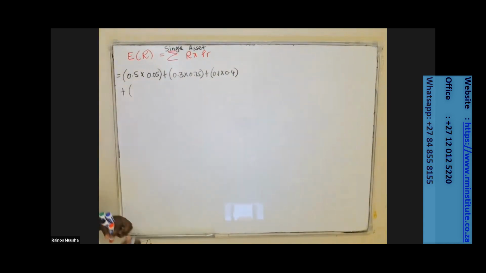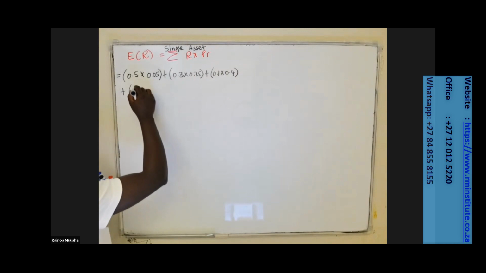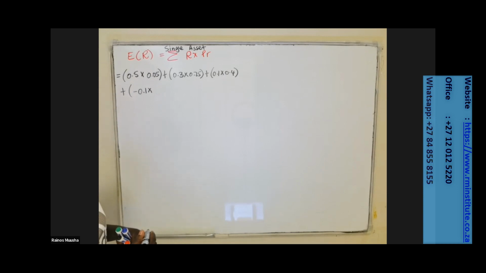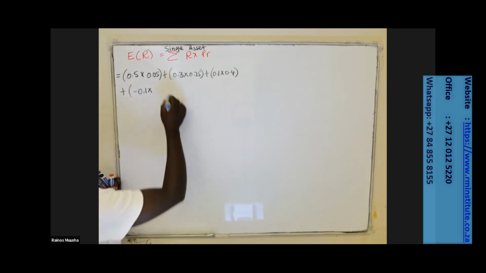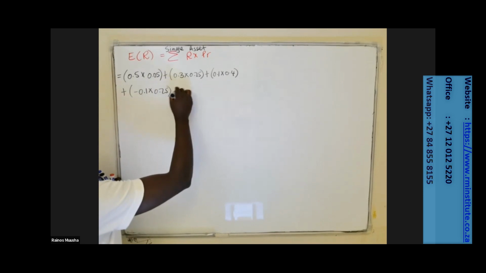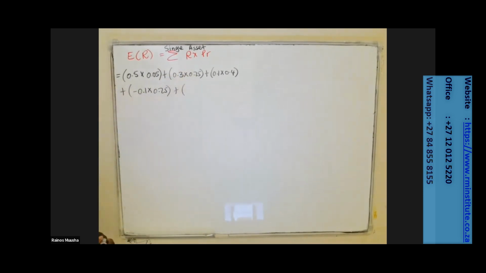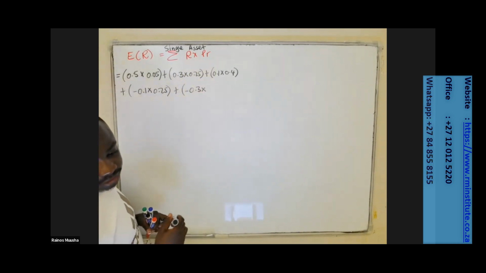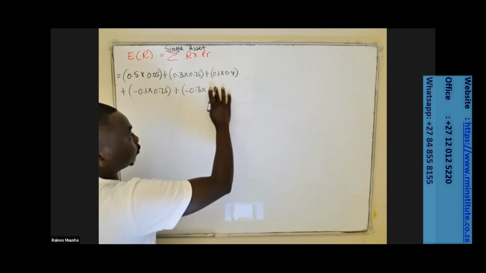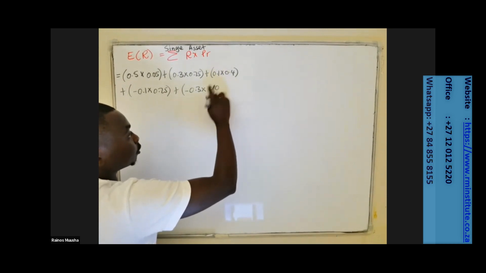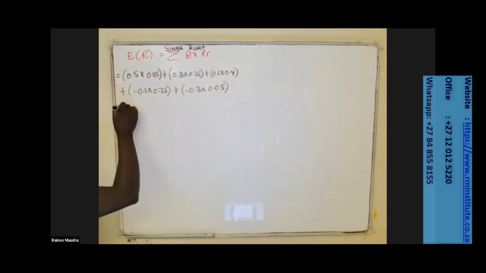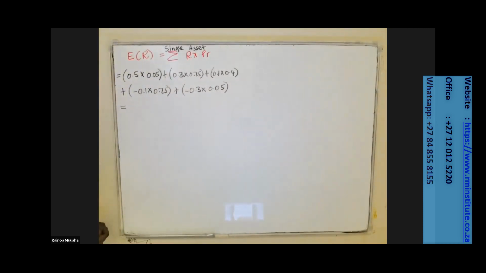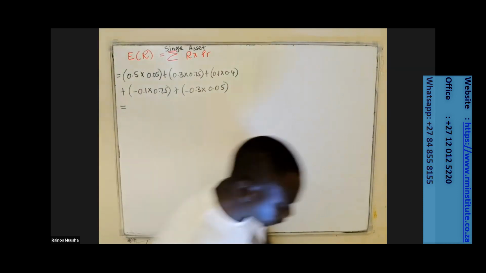Next scenario, a return of minus 10%, so it's minus 0.1 times the probability, which is 0.25. In the next scenario, it's a return of minus 30%, so minus 0.3 times the corresponding probability, which is 0.05. So given this information, how much would you get as the expected return of this security if you put it as a decimal? How much would be the expected return then?